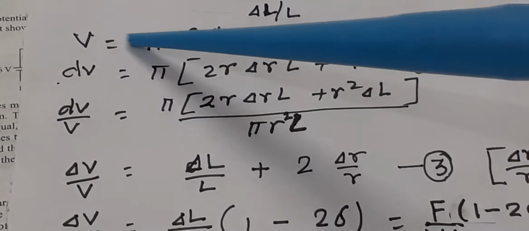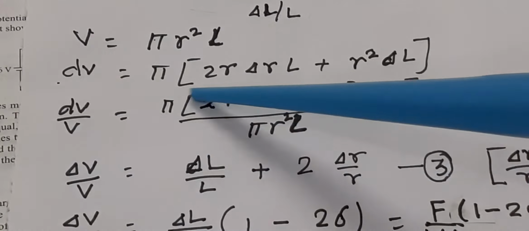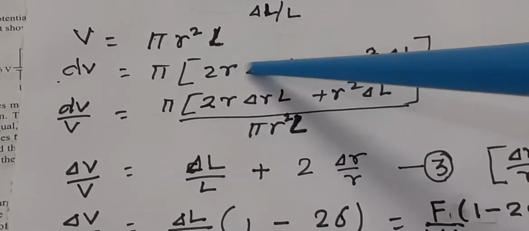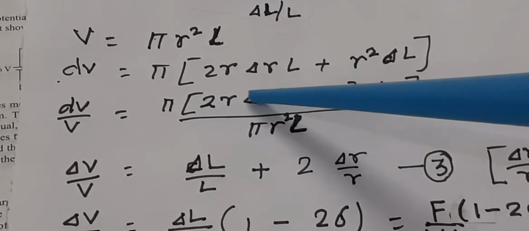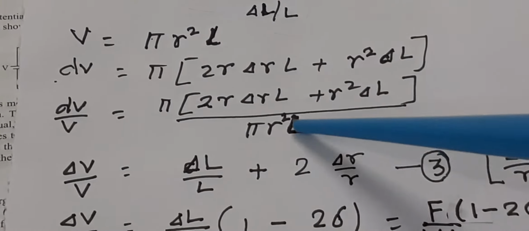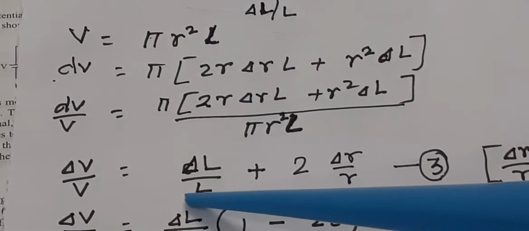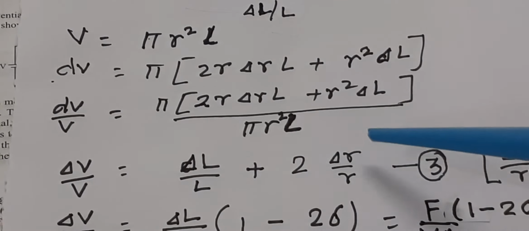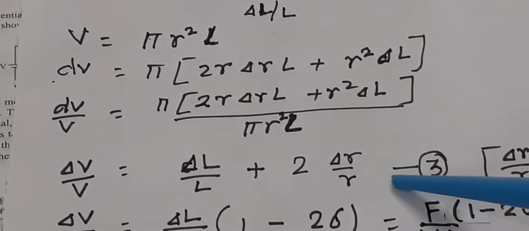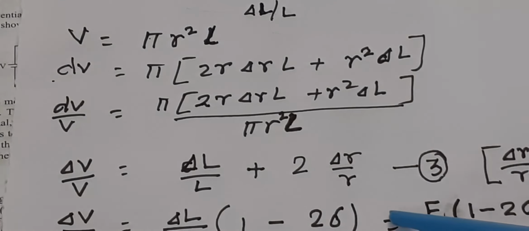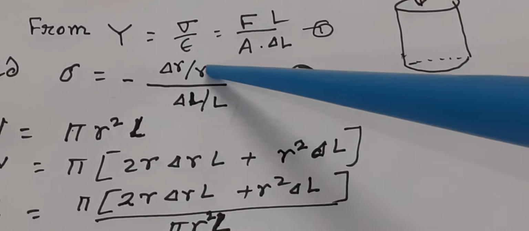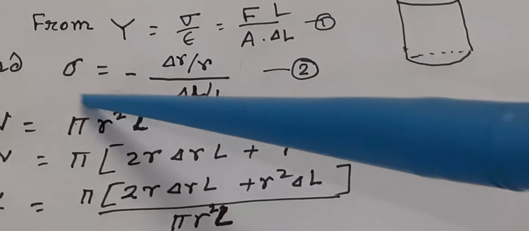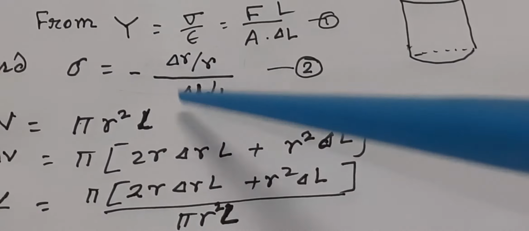Dividing by the volume, you will get dV by V, an expression like this will come, and you just divide each term by the respective part. That means dL by L will come, plus 2 into dr by r will come, delta r by r will come. Now from here, delta r by r can be replaced by sigma into this one, minus sign is also there.